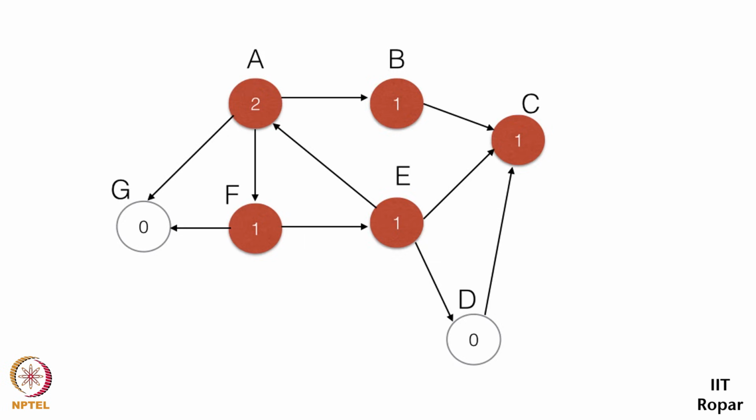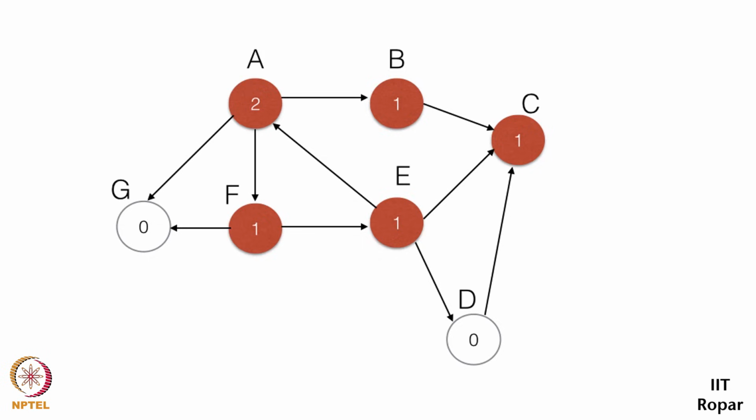Then, as you can see, C is a sink here. What do I mean by sink? C has no outgoing edges. So what can we do here? If we encounter a sink in the graph, we will pick a node randomly from the given set of nodes. What is the set here? A, B, C, D, E, F, G. You can pick any node from the nodes of the graph.